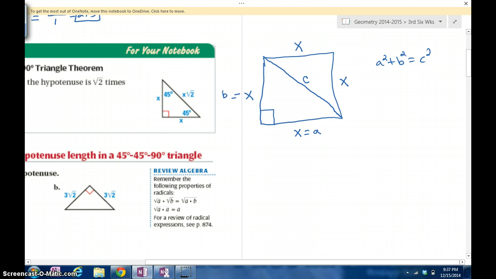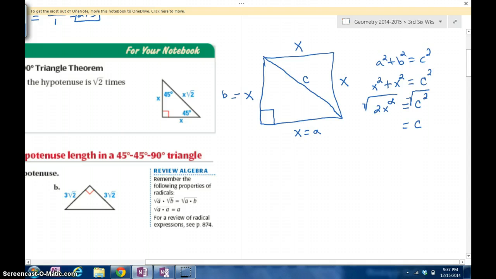So substitute. A is equal to x, so we have x squared. B is equal to x, so we have x squared again. And then C is just C squared. We can combine the two like terms, the two x squareds, and we get 2x squared equals C squared. The C is somewhat isolated, but we need to get rid of the power of 2, and to do that, we'll take the square root. Do it to one side, got to do it to the other. Square root of C squared is C.